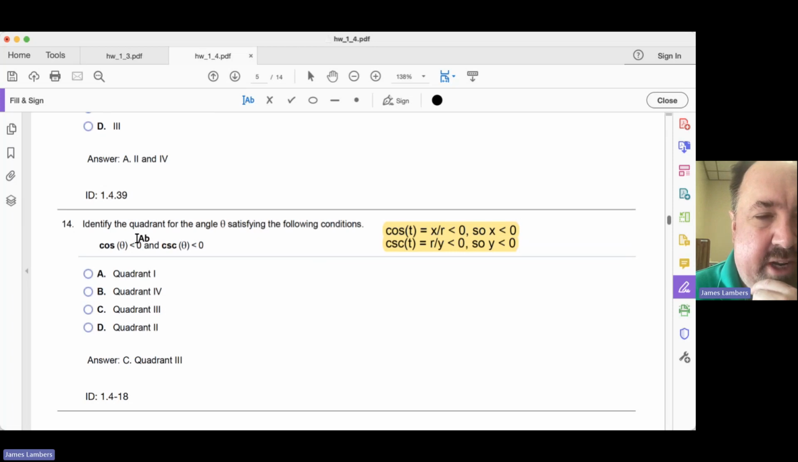In this case, you can narrow down to a specific quadrant. So because cosine is negative, that tells you that x is negative. Because cosecant is negative, and cosecant is equal to r over y, r is always positive, so if a whole fraction is negative, that means that y must be negative. In other words, both x and y are negative. That has to be quadrant 3.